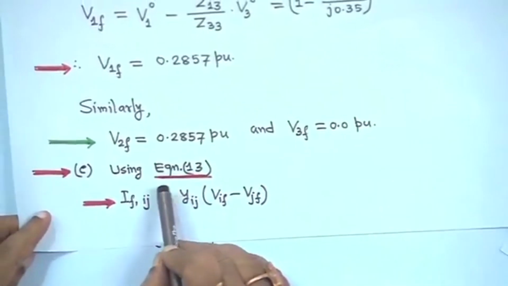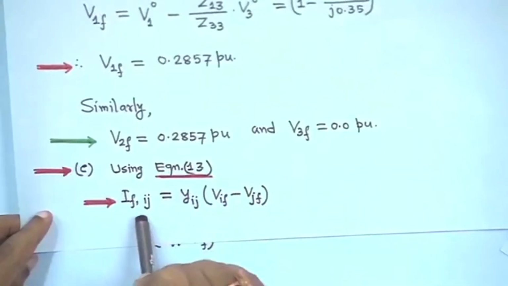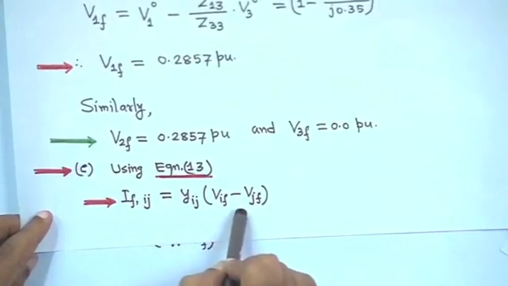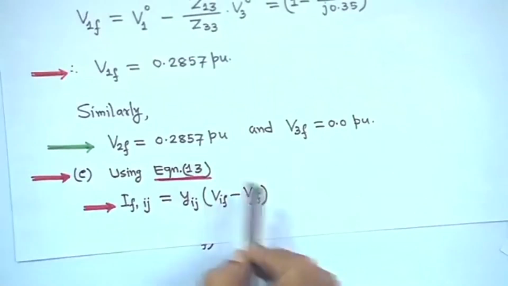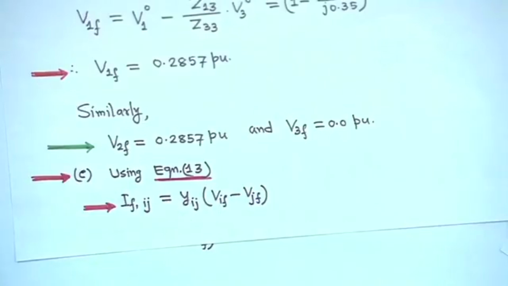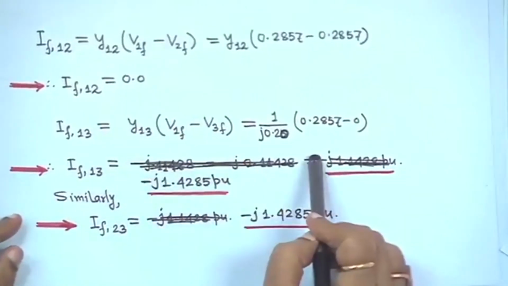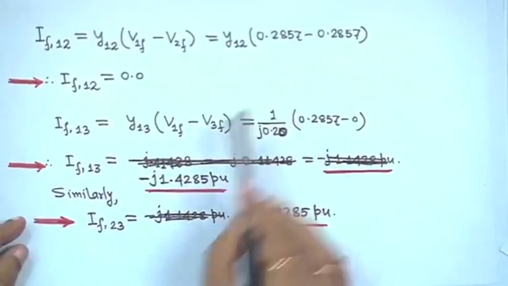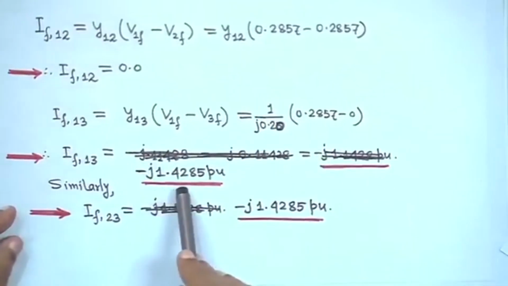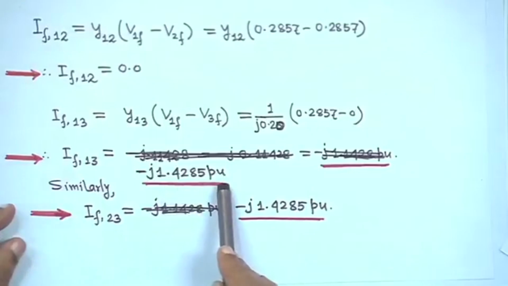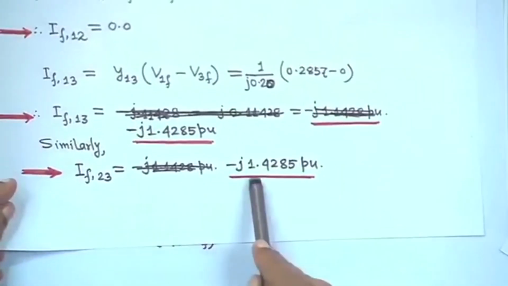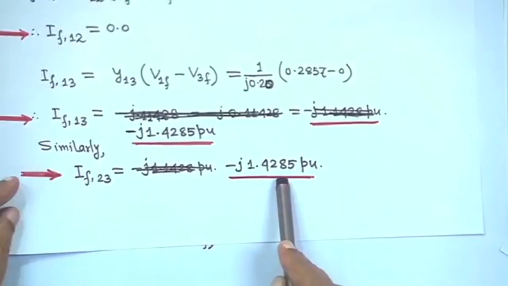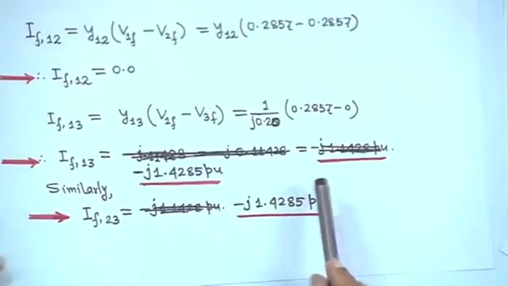Now, using equation 13, IFij is yij times ViF minus VjF. This is a general thing, right. Now, i is equal to 1, j is equal to 2, and so on; you substitute all these values known to you. So, you can get IF12 will be 0, all calculations are given. IF13 you calculate, minus j1.4285 per unit. Similarly, IF23 you calculate, you will get minus j1.4285, right.